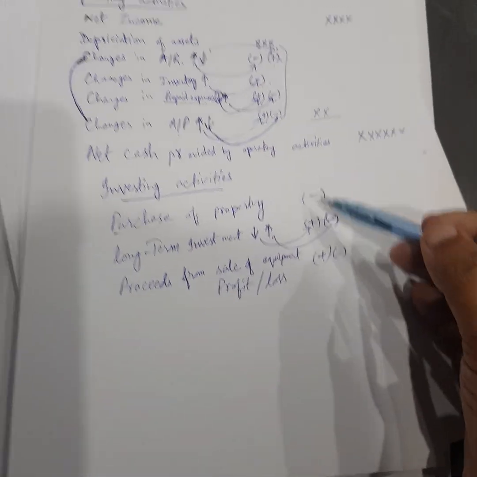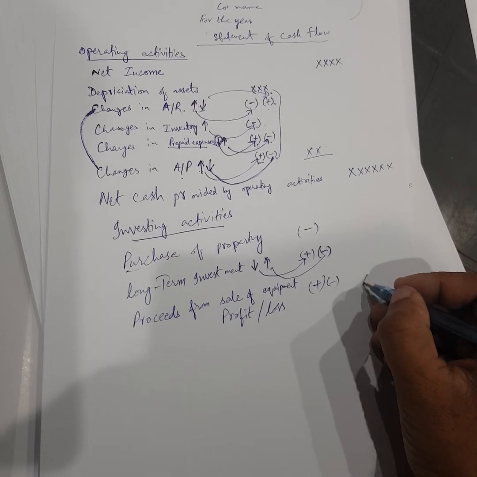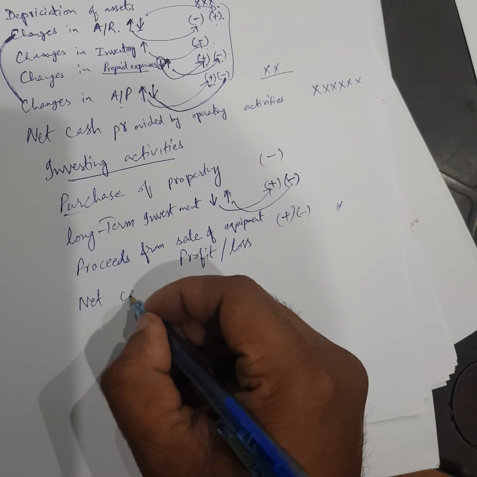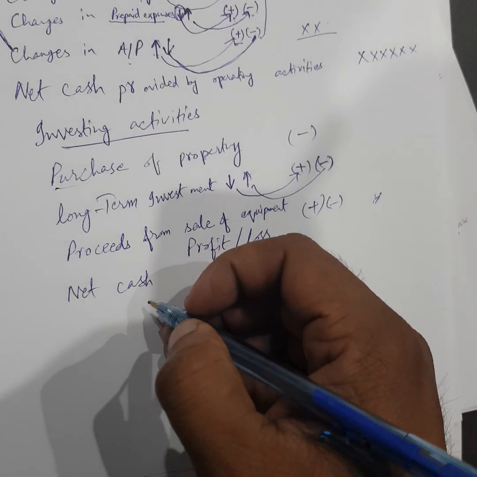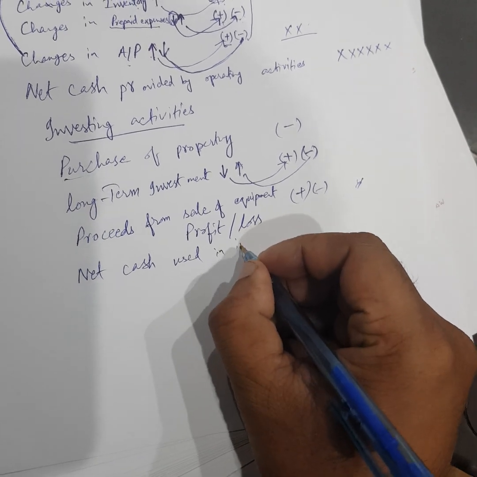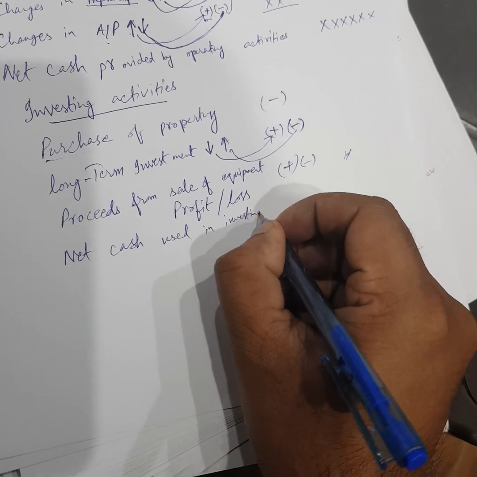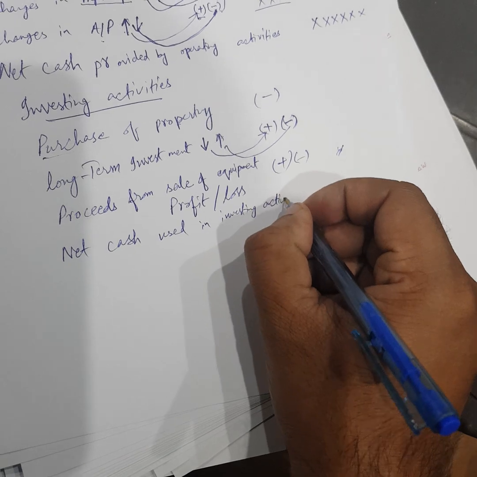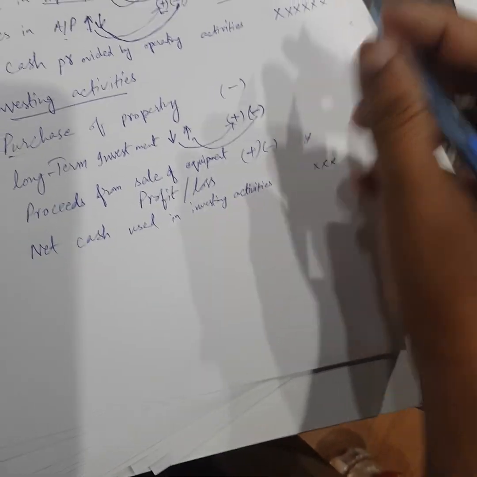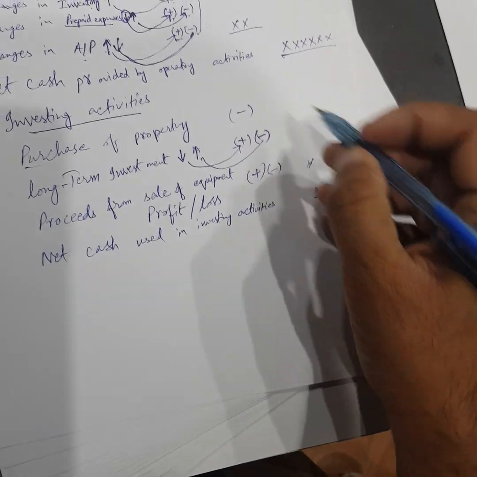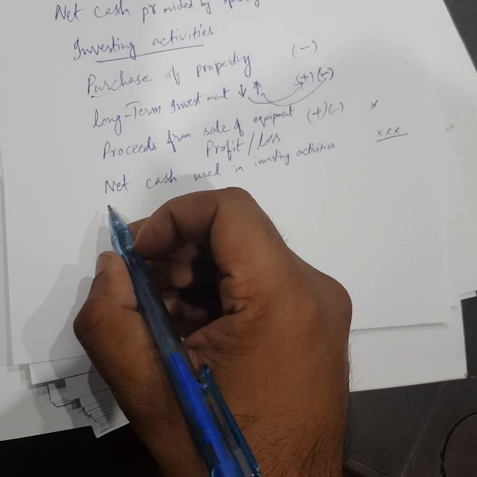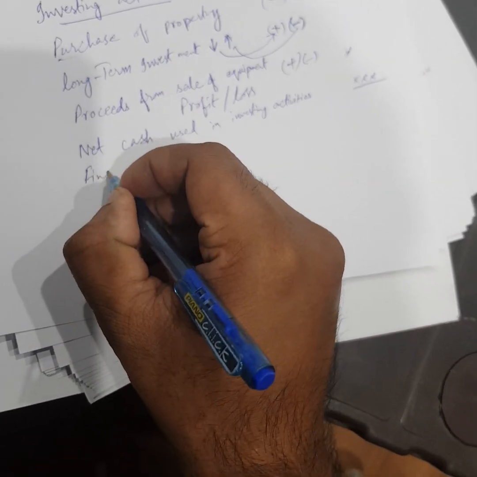By doing their total, we will be able to get net cash used in investing activities, by adding or subtracting these terms. Then comes financing activities.